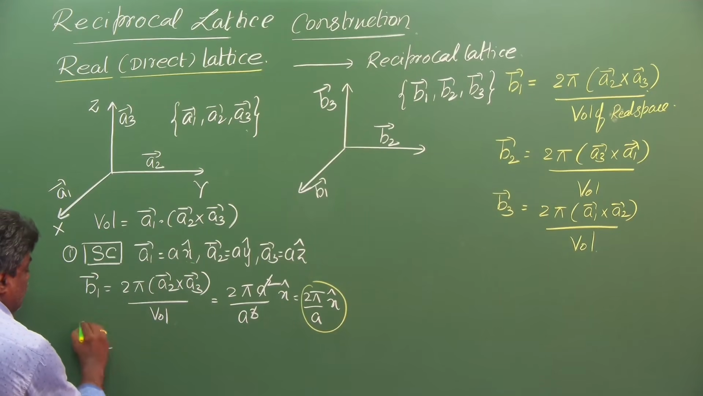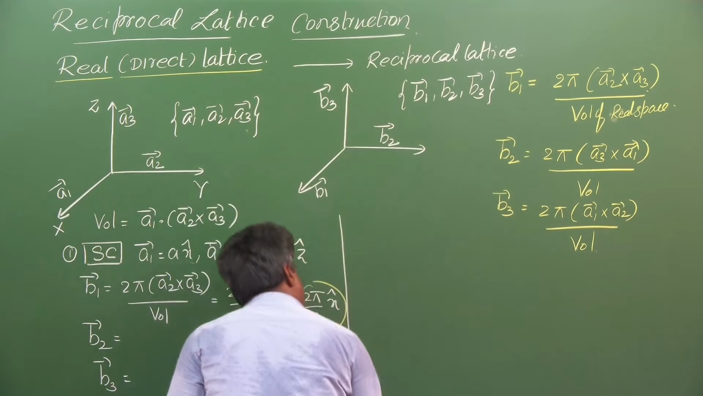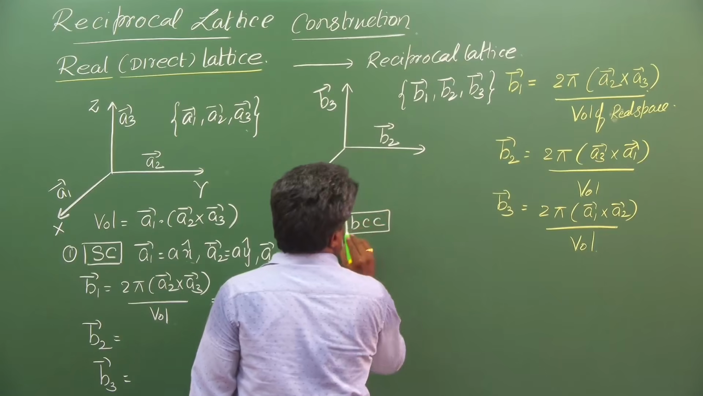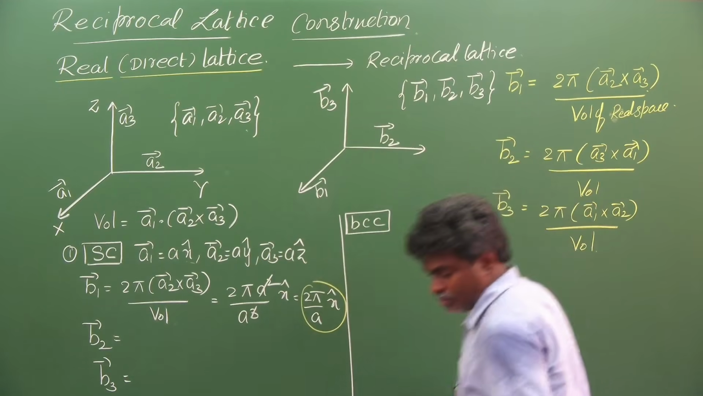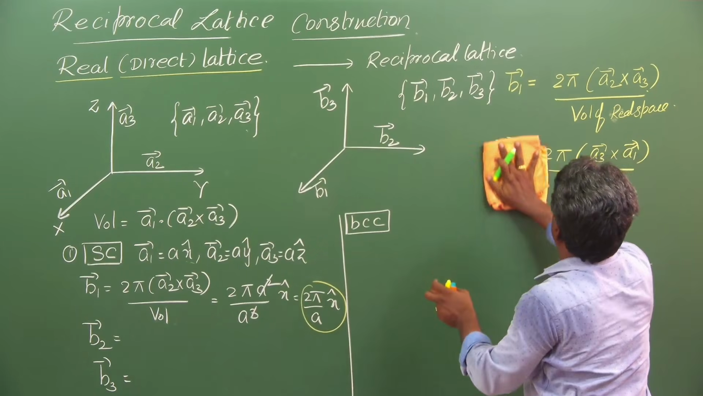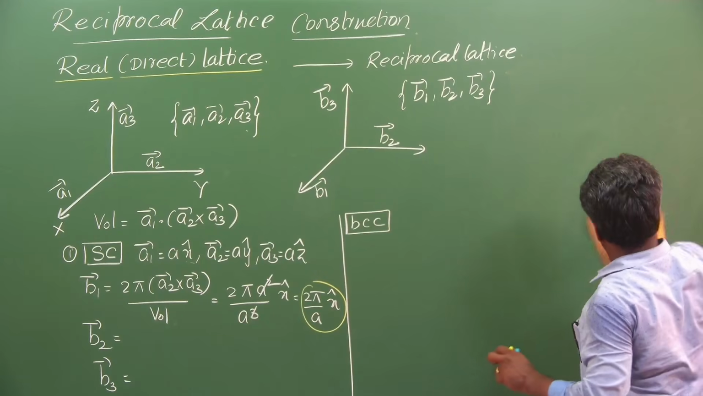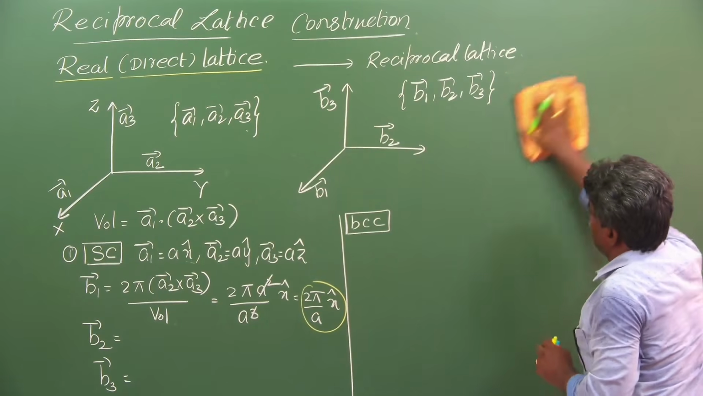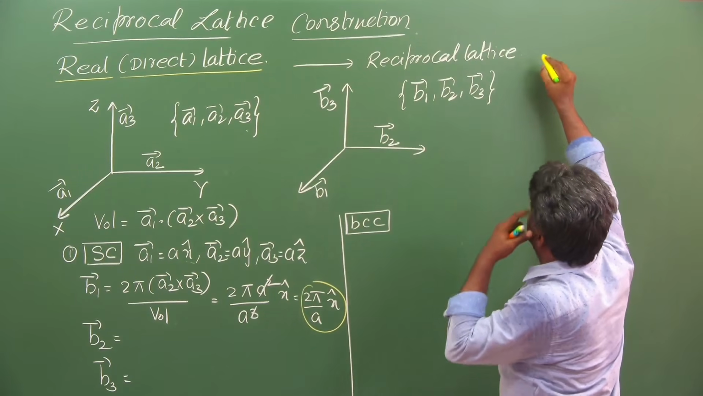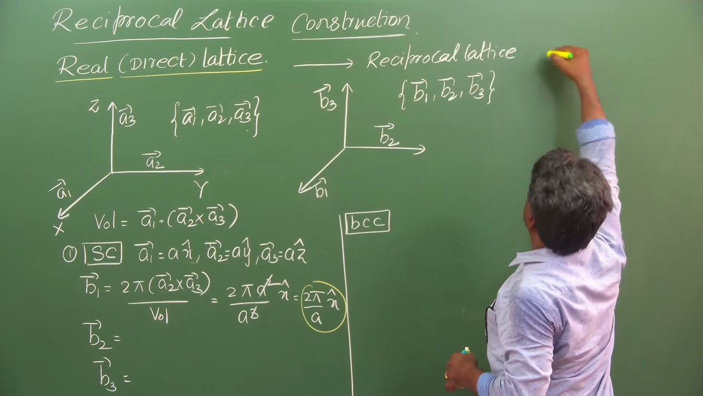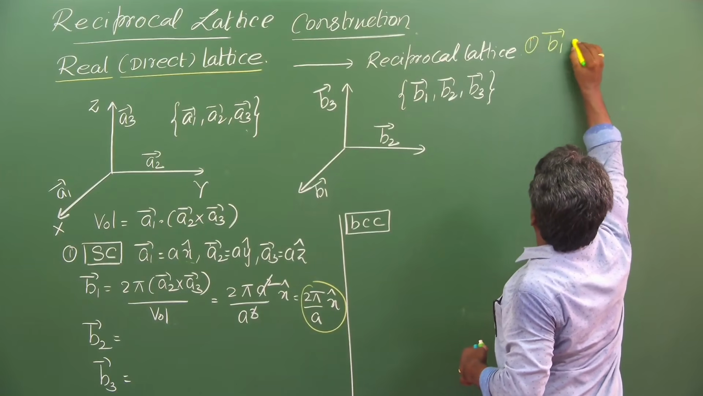Still not understanding? Find B2 bar and find B3 bar. Can you do it? Start. Next BCC, do it fast, and FCC. That means the reciprocal lattice of simple cubic is a simple cubic. You have to show that the BCC reciprocal lattice is FCC, and the FCC reciprocal lattice is BCC. That is what you are going to derive. Do it, slowly.